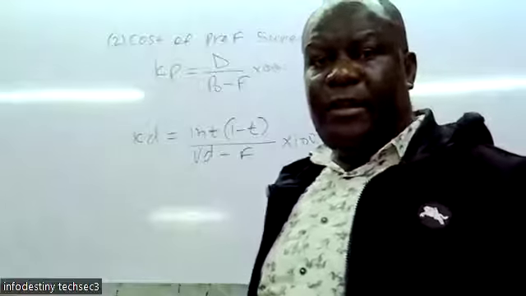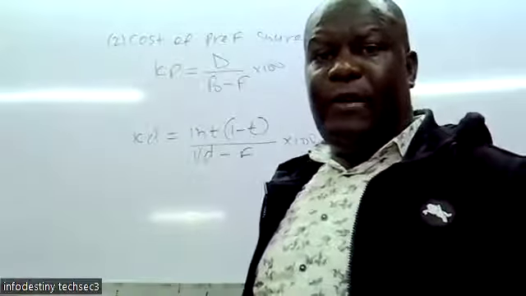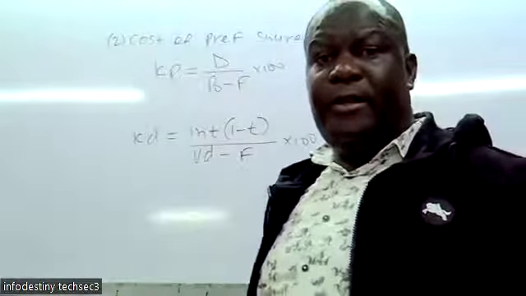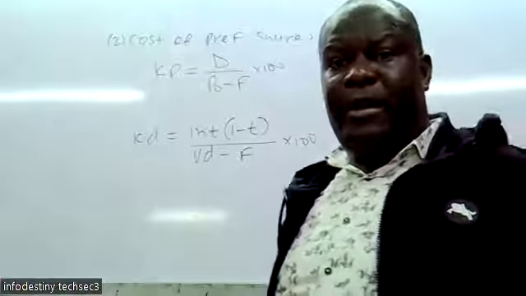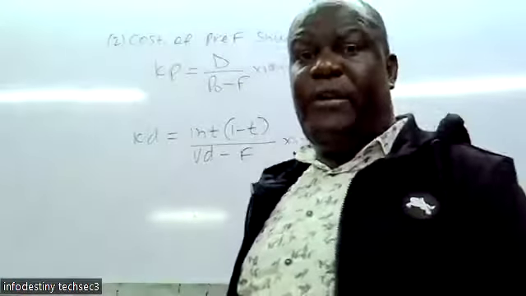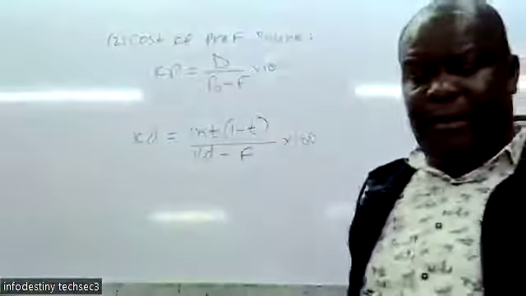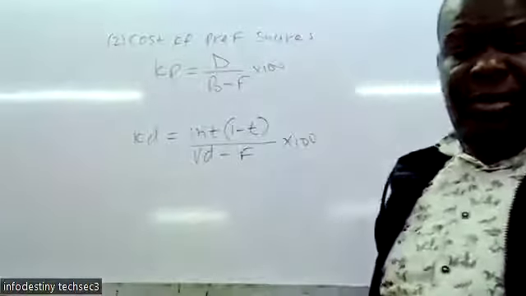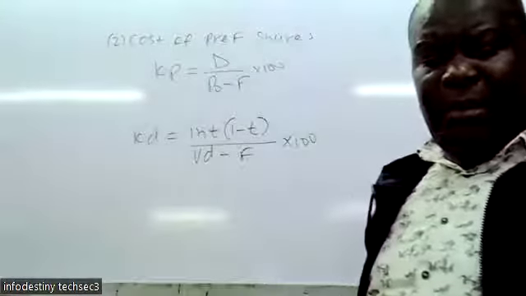So it is interest in the brackets of 1 minus the corporate tax, divided by the current value for the debenture, subtracting the flotation cost. Then we express it as a percentage. So that is now irredeemable debenture.